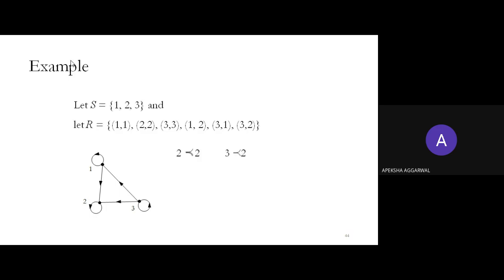Now here you can see 2 ≤ 2. That means (2,2) belongs to this partial order relation, and 2 is equal to 2. That's why this less than or equal to symbol is there. And whenever 3 ≤ 2, but 3 is not equal to 2, only the less than symbol is used, because (3,2) belongs to this relation, poset, right? So online students, this thing is clear.